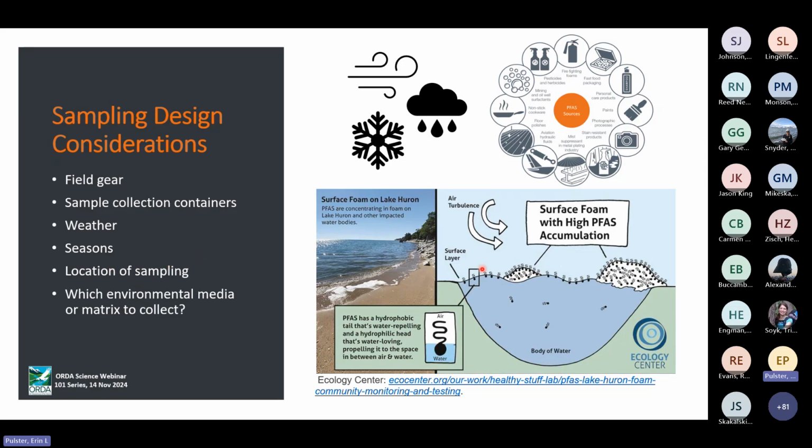Location of sampling is basically where do we want to sample. That also has to do with which environmental media or matrix do you want to collect. That again, all has to do with your sampling question. Do you want to look at the partitioning of something within a particular ecosystem or environment? In which case you would probably need to collect everything from the surface water microlayer down to the sediment.